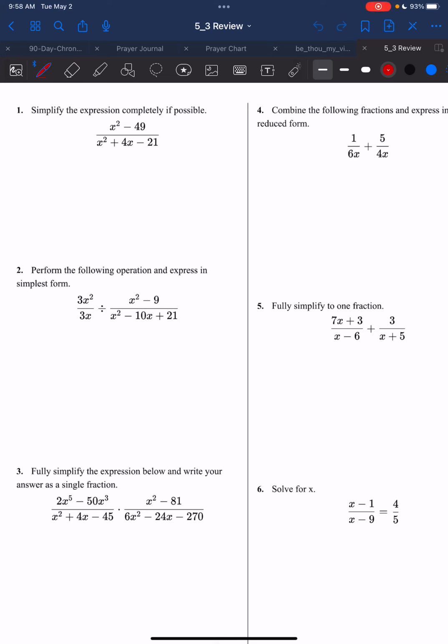Okay, so this video is going to work through problems 1 through 5 on the review. This review is going to be posted on Delta Math. It's going to be titled, let me make sure I'm talking about the same thing, it's going to be called 5-3 Review.